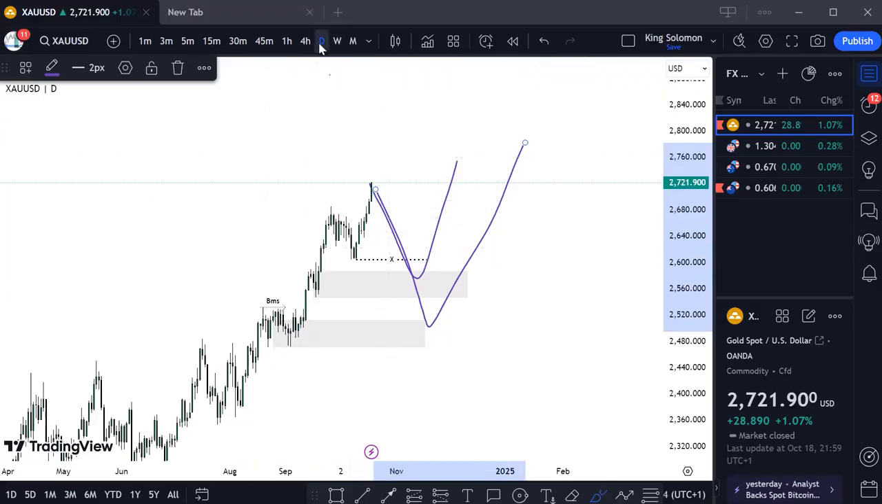But I would be sticking to the lower time frame for confirmation, since this is on the daily time frame. On the 4 hour time frame, then on the 15 minute time frame, I'm going to be watching for price action reversals for bullish continuations, right?